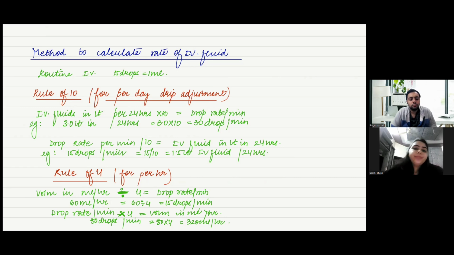Next is rule of 4. So rule of 4 is volume in milliliters per hour divided by 4, which gives us the drop rate per minute. Suppose we have to give 60 milliliters per hour, so it gives us 15 drops per minute.